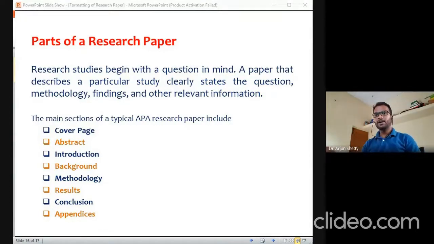Now coming to the methodology. So what actually is the methodology? Here in the APA style guide they just ask about methodology. In other style guides they require materials and methods. Okay? Simultaneously I'm explaining the other formats also. Fine. So in APA style guides, after the background, the methodology component should be there.